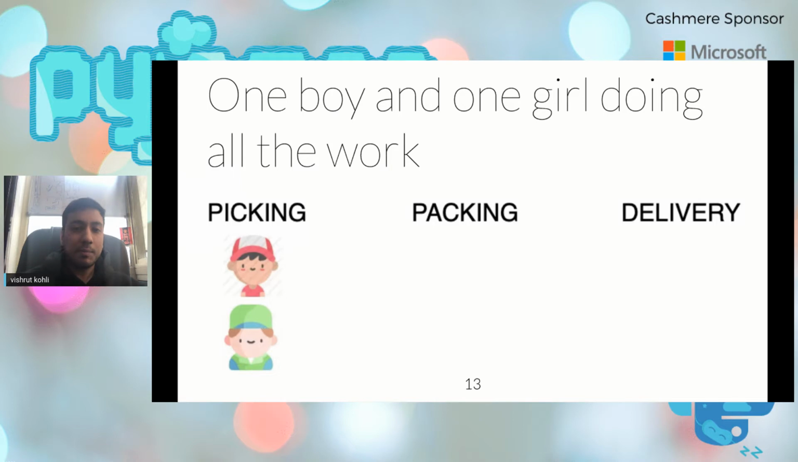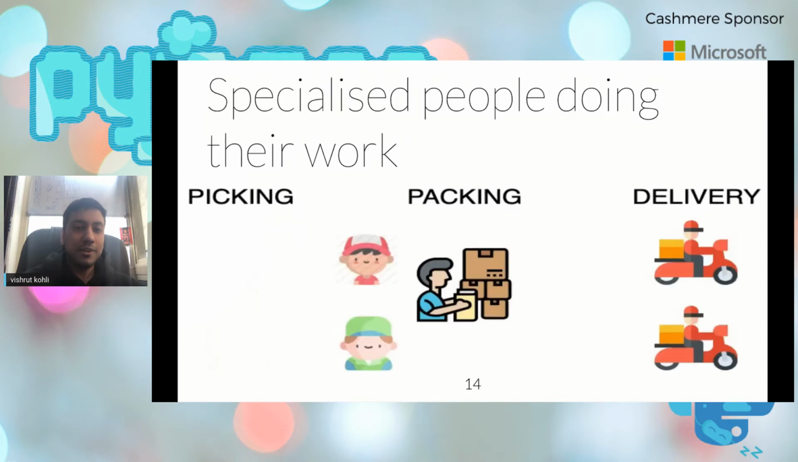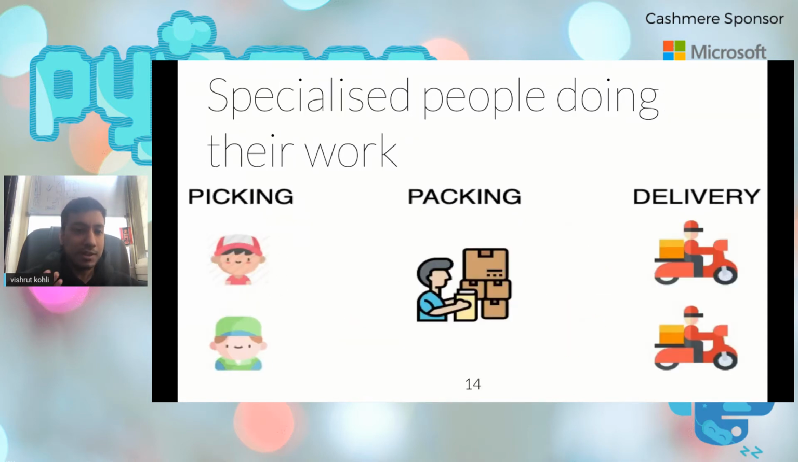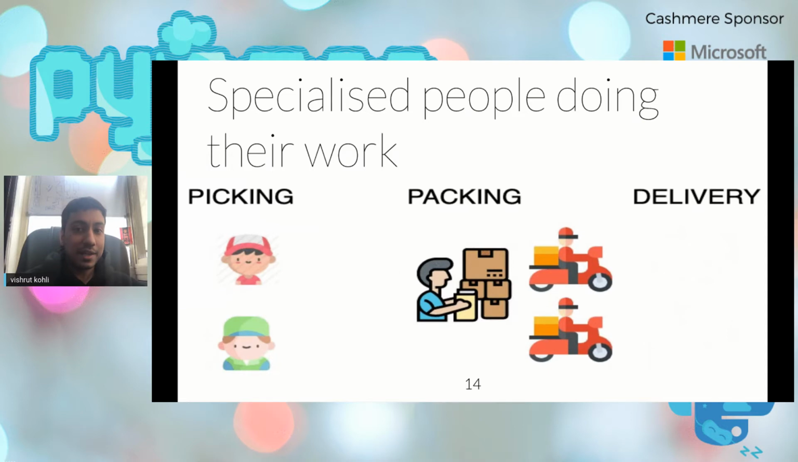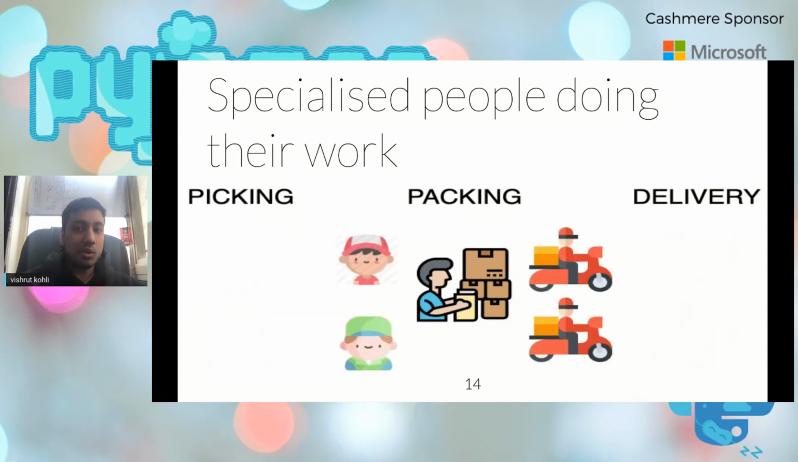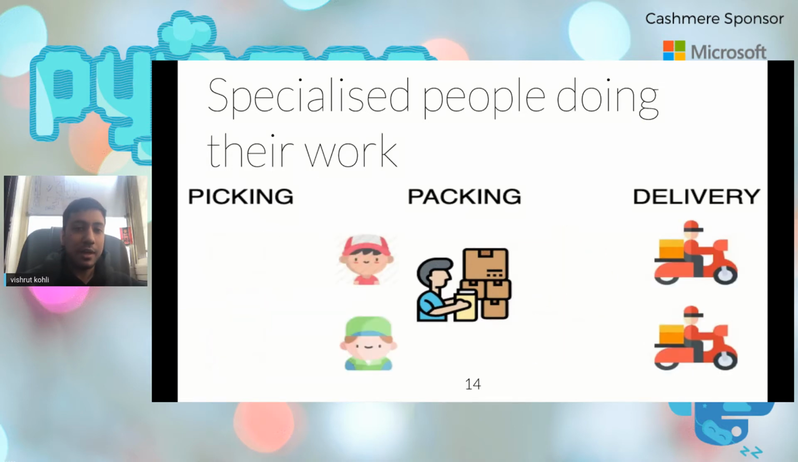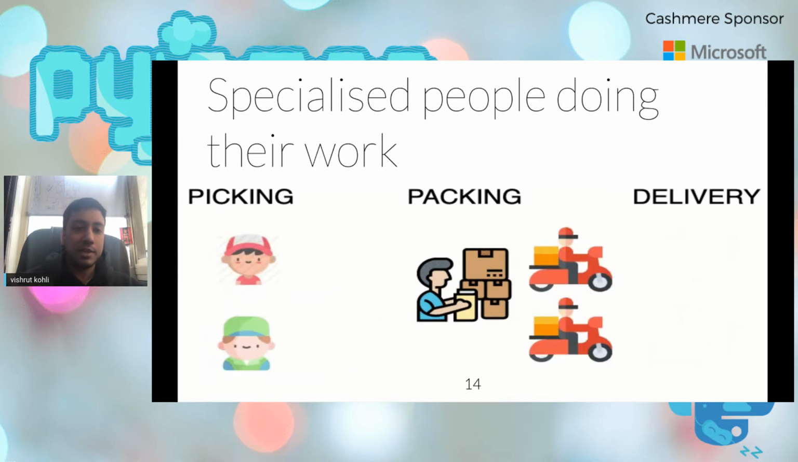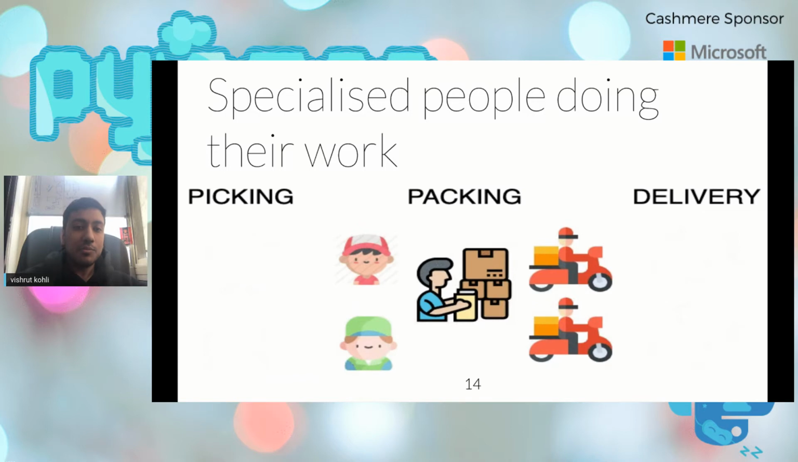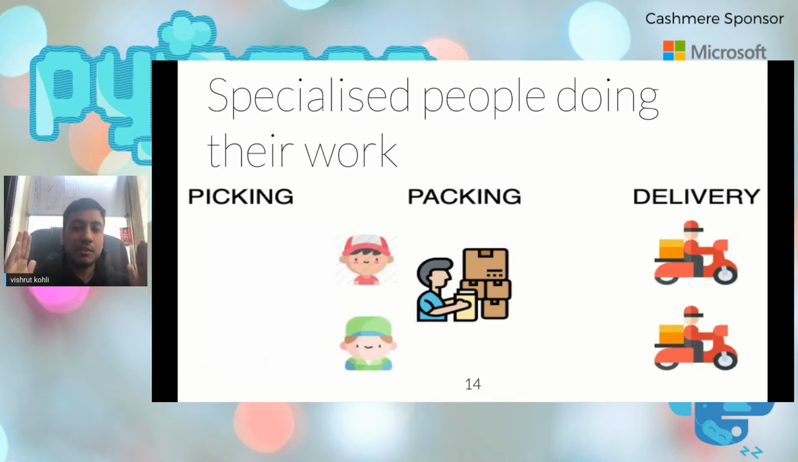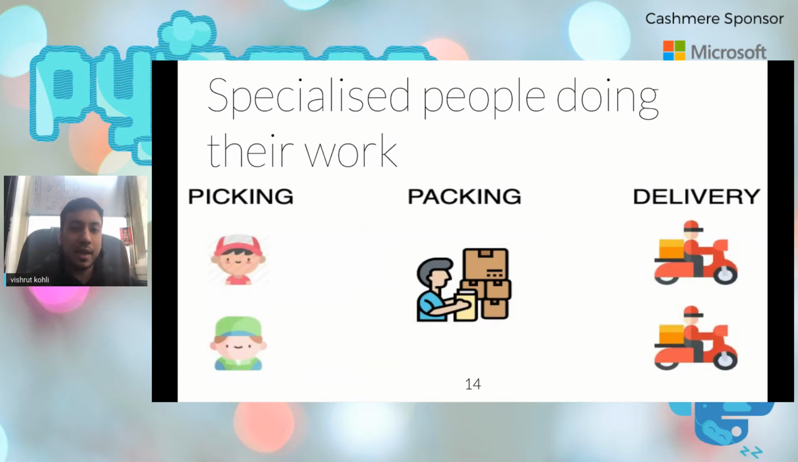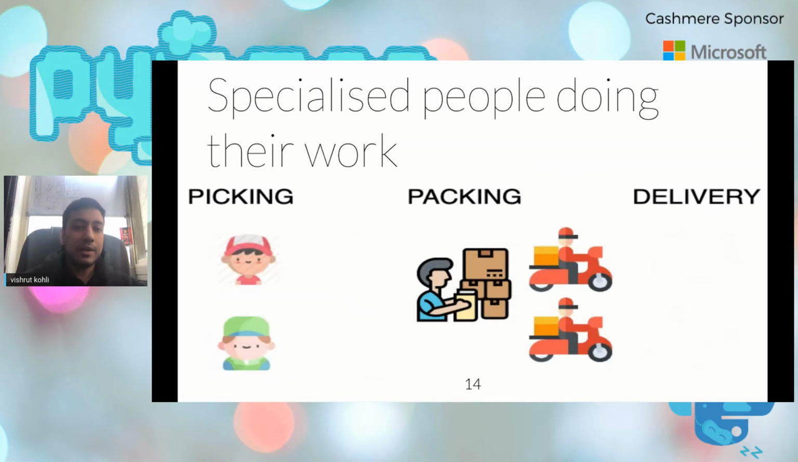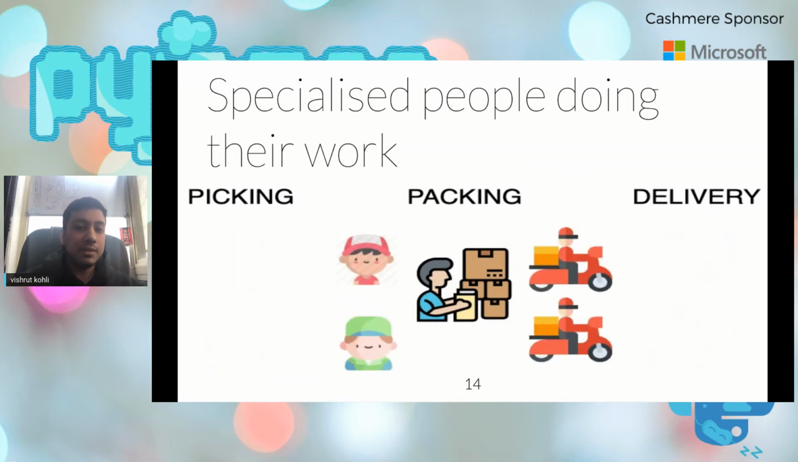So, what if we break this work into smaller fragments and get specialized people to do what they do best? Now, these two people are just doing the picking. I added an experienced packer who has their own packaging station and everything, and added people with delivery bikes to deliver more efficiently. So this way, we had one big task, we broke it into smaller fragments and executed them in order. And in further slides, we will call this our pipeline.